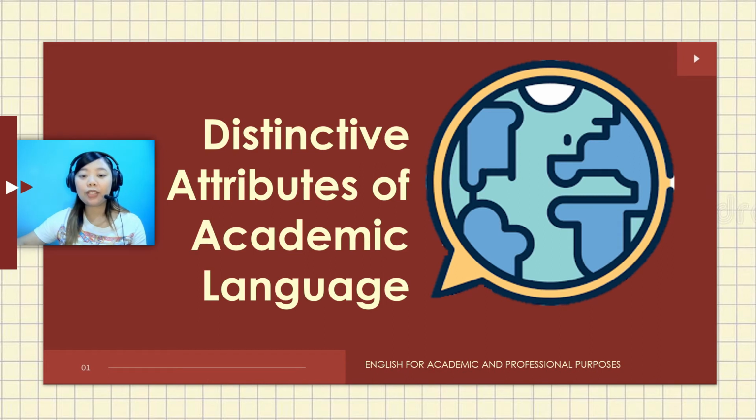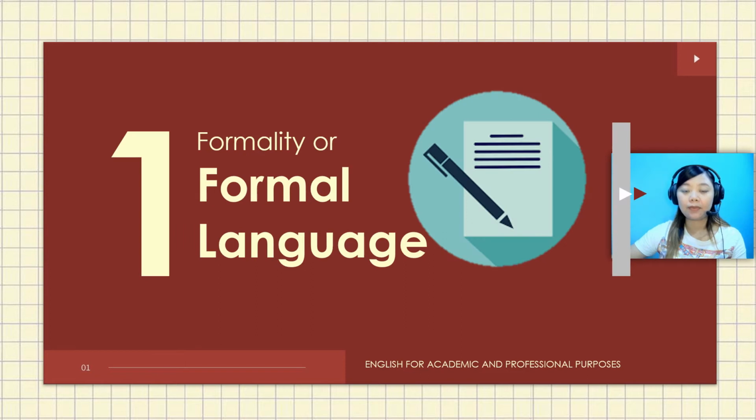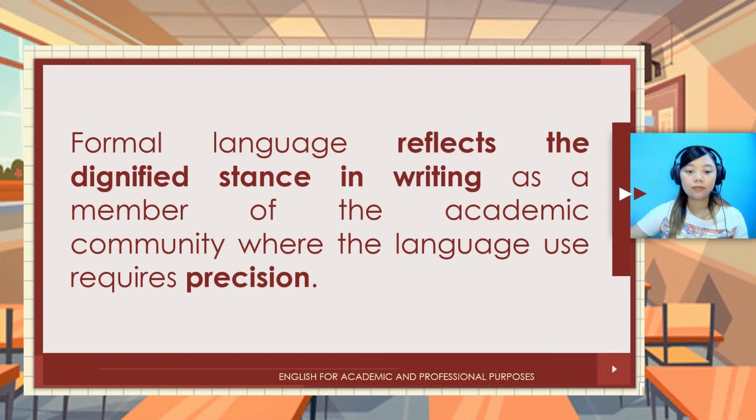Today, we are going to discuss the distinctive attributes of academic language. We have 4 types of attributes, or 4 kinds of language. The first one is formal language, or the attribute of formality. Formality reflects a dignified stance in writing, as a member of the academic community, where the language used requires precision.